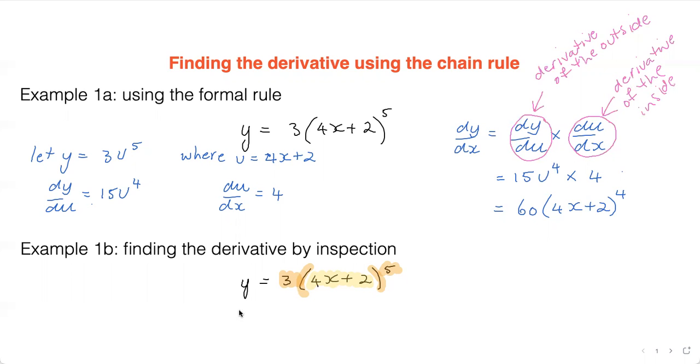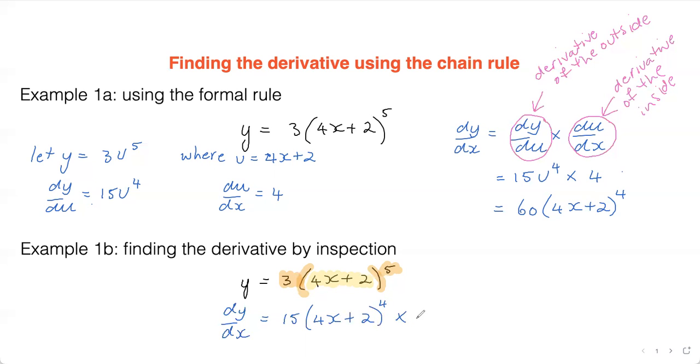So what I normally say to myself, if I want dy dx, I'm thinking derivative of the outside. So forget about the 4x plus 2 for a minute. Think of this as 3 brackets to the 5. So if I'm differentiating that, I'm still using my x to the n rule. Bring the 5 down, makes 15. You always keep your brackets the same, or keep the inside the same, take one off the power.